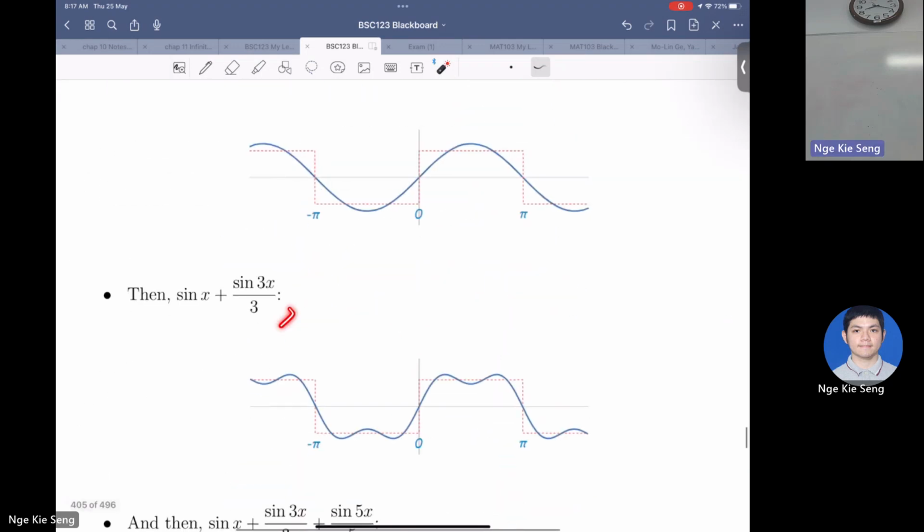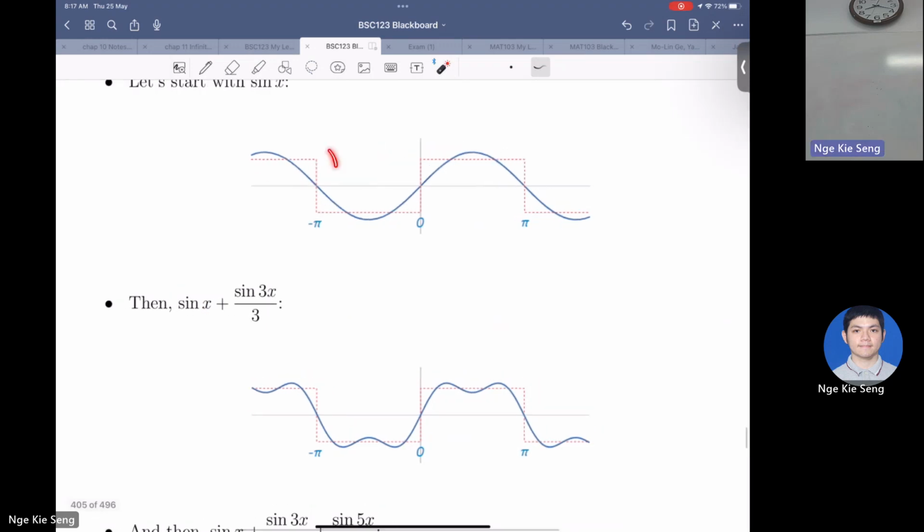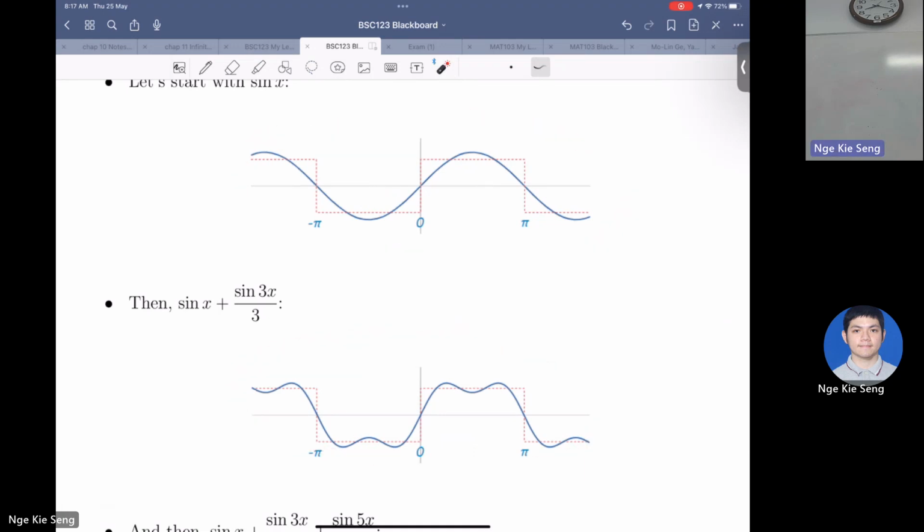How do we adjust? We add another term, sine 3x over 3. And then you can see that it approximates better than the sine x just now. You can see there's more crest coming up, but the difference from the square wave is getting smaller. We can keep doing this.